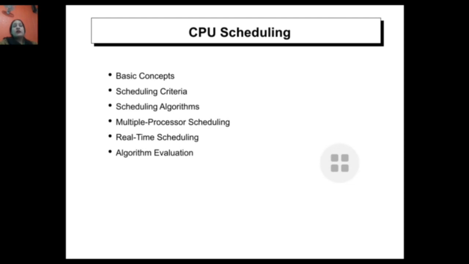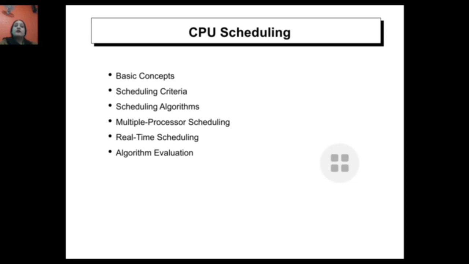Now what are the CPU schedulers? The CPU scheduler selects from among the processes in memory that are ready to execute and allocates the CPU to one of them. CPU scheduling decisions may take place when a process switches from the running state to the waiting state, or from running to ready state, or from waiting to ready, or terminates. Scheduling of the first and last types is non-preemptive, and all other scheduling is preemptive.